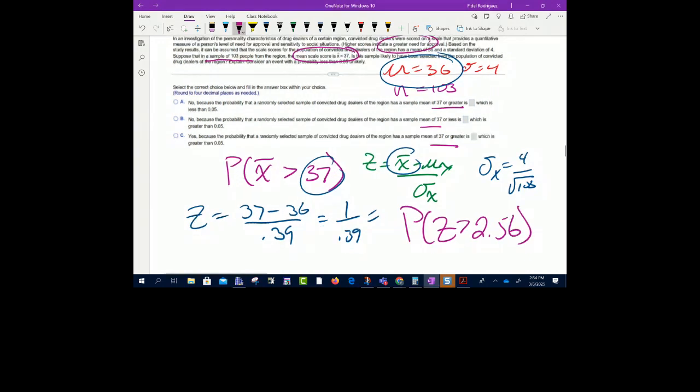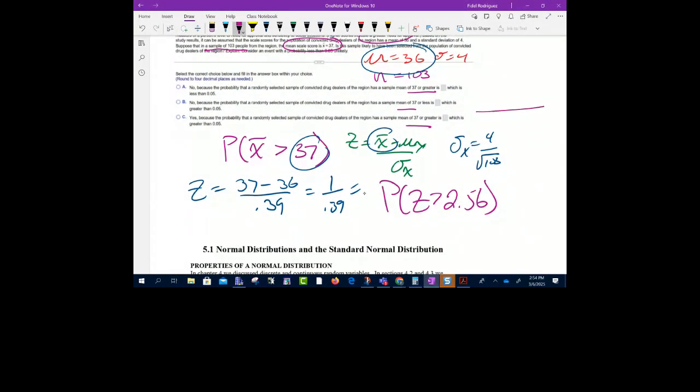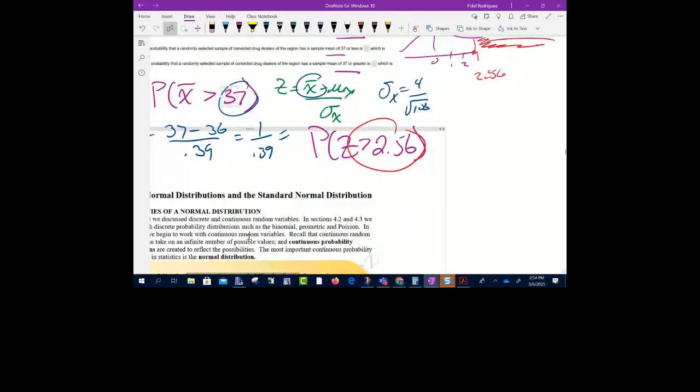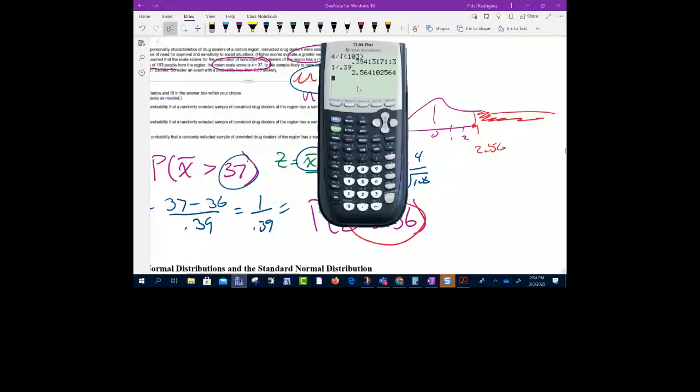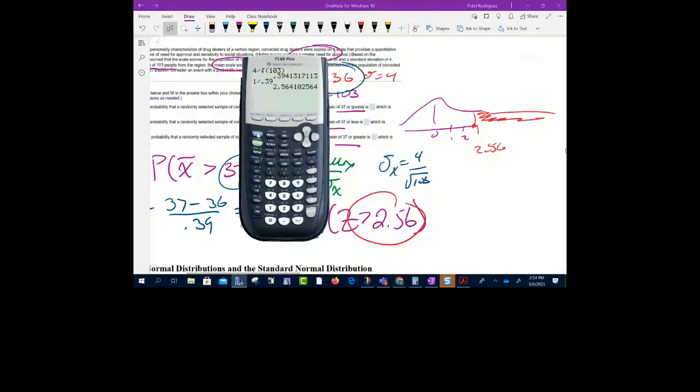Okay, now y'all, I got a question for you. Here's my basic picture. 0, 1, 2. We are looking at 2.56, and we are looking to the right. So if we're looking for the probability that my Z value is going to be bigger than 2.56, right?